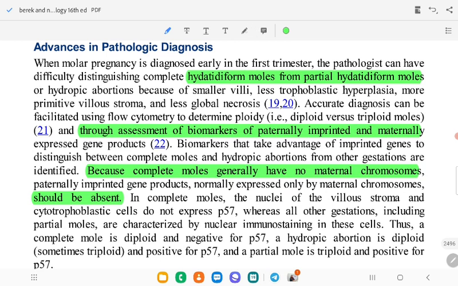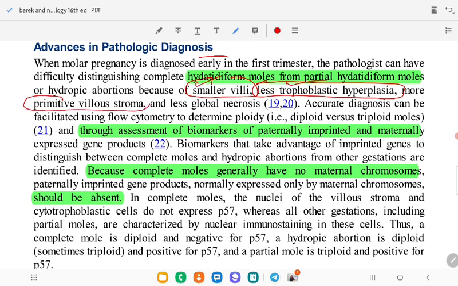The advances in pathological diagnosis. When molar pregnancy is diagnosed early in the first trimester, the pathology is difficult to distinguish between complete and partial mole or hydropic abortion, because of smaller villi, less trophoblastic hyperplasia, more primitive villous stroma, and less global necrosis. All look similar, complete and partial, in the early trimester. It looks similar as such.